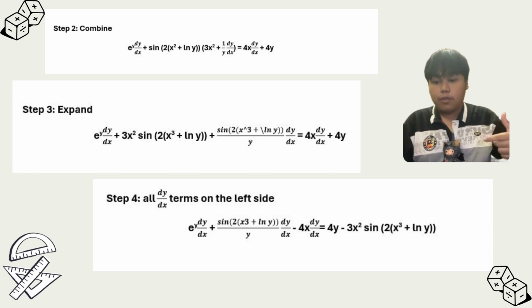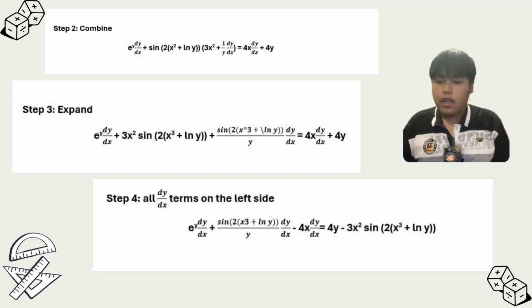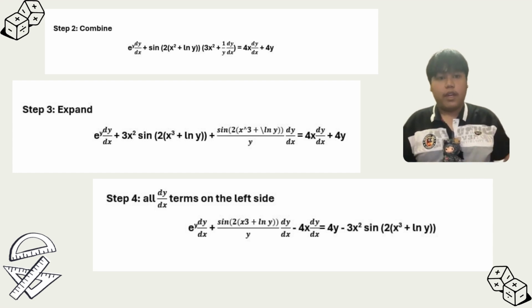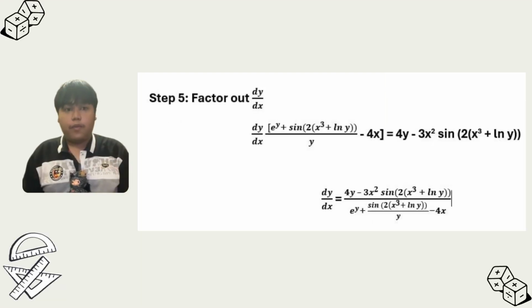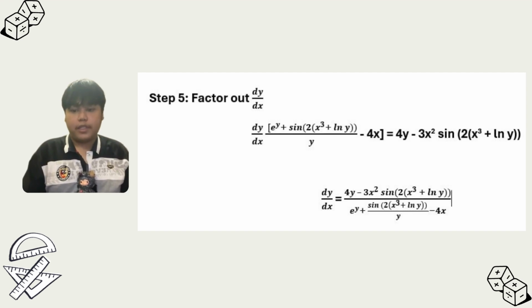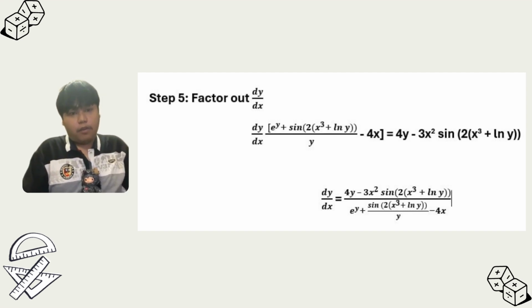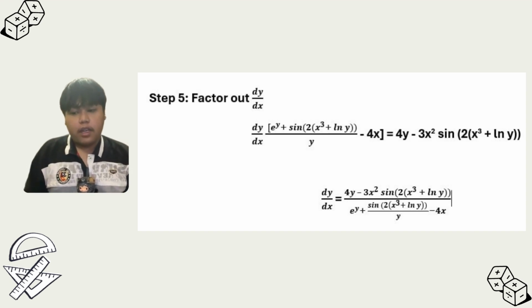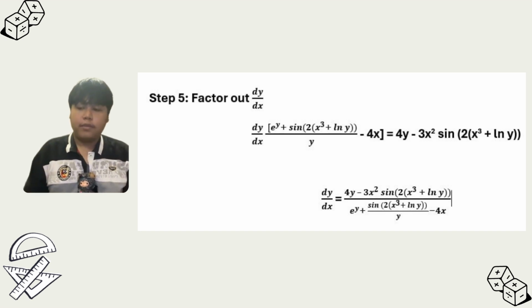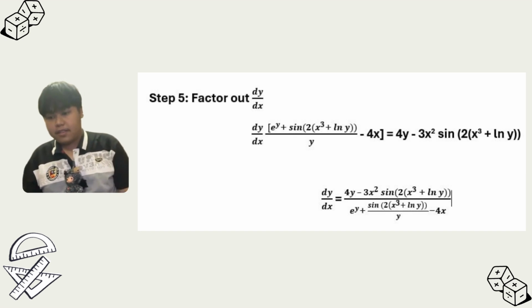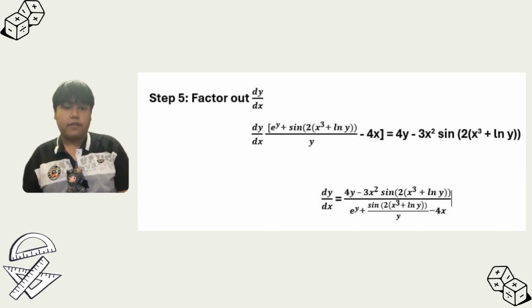We shift our terms containing dy over dx to the left hand side and move everything else to the right hand side. Next, factor out the dy over dx from the left side, leaving us with a large bracket expression. Finally, we divide both sides by that bracket expression. To make our final fraction look polished and get rid of the fraction within a fraction, we multiply the entire numerator and denominator by y. And there we have it. This is our final implicit expression for dy over dx.